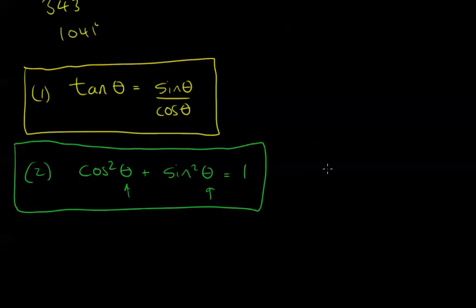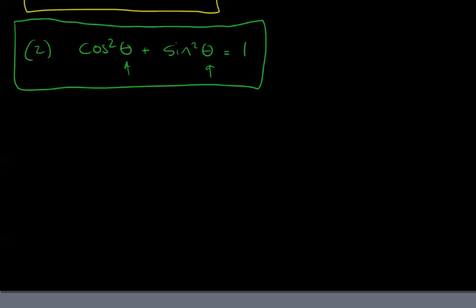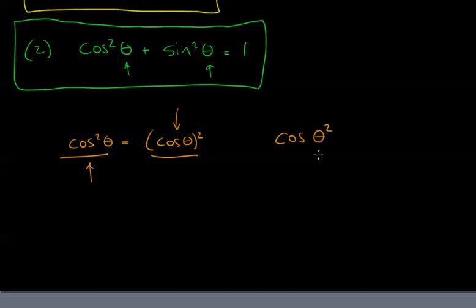Just a side note. Don't get this confused. Cos squared theta is the same as cos theta all squared. That is equivalent to what we type on the calculator, and this is kind of our notation. But don't get it confused with cos theta squared, because in this particular one, you're actually squaring theta first, and then taking the cosine of that. So don't get this confused with these two. Just make a note of that.